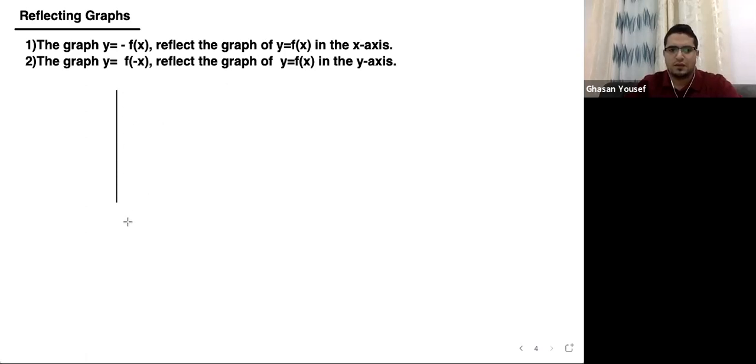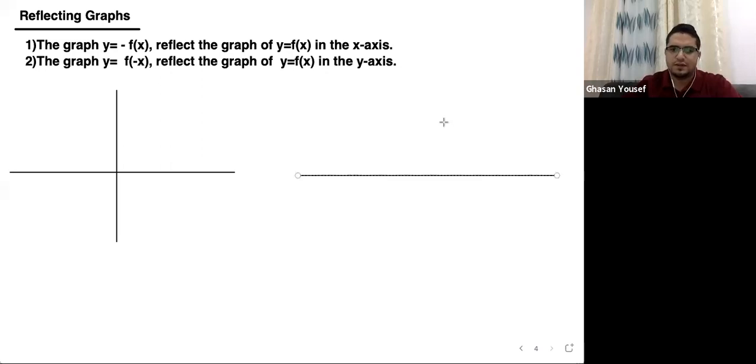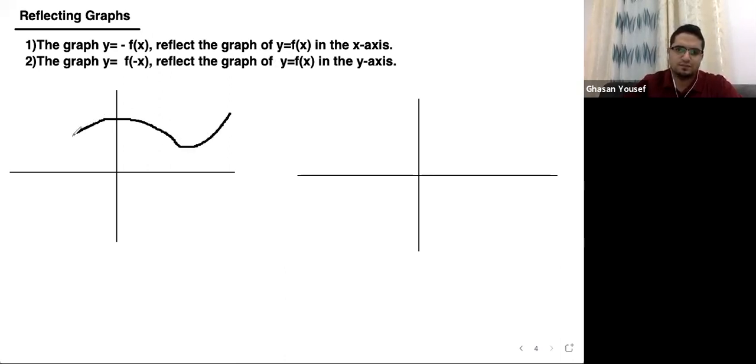Let me graph to explain more what I said. So suppose my function, for the first graph, looks like this. This function is f of x. And the question is to graph the function minus f of x.